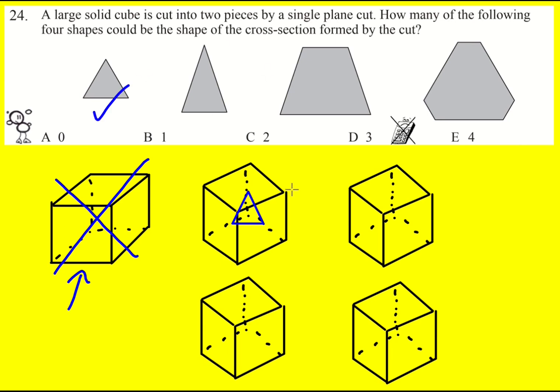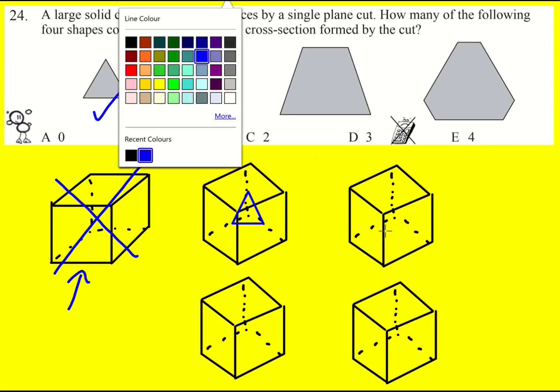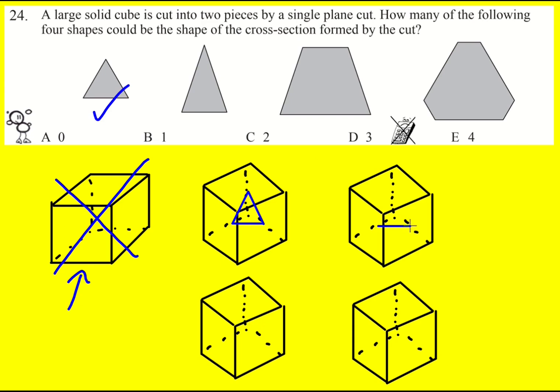Right, what about an isosceles triangle? So I've just got to maybe extend it. I'm going to stick with blue. It's got to be a bit taller. So I could go from here and all the way to the top. Okay, I can change it. I can definitely get that one as well.